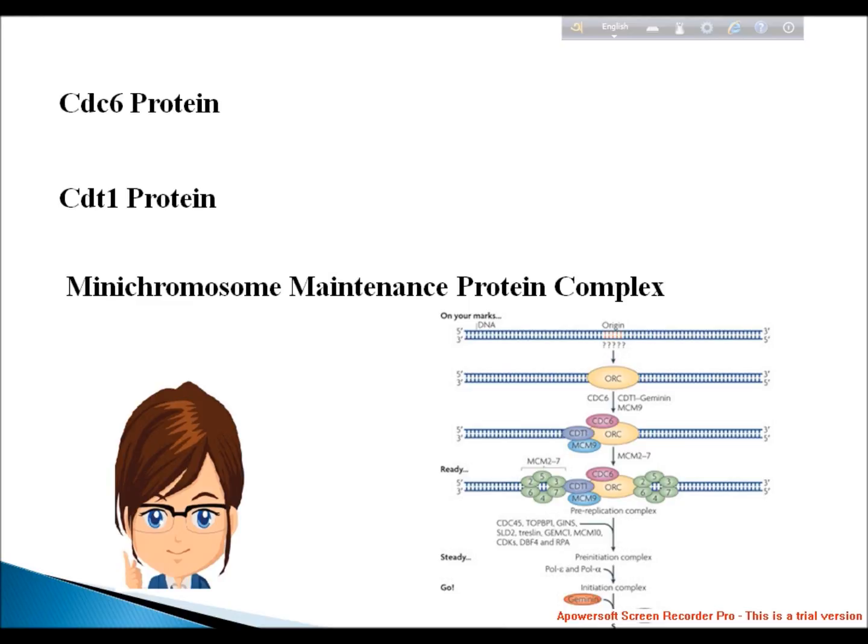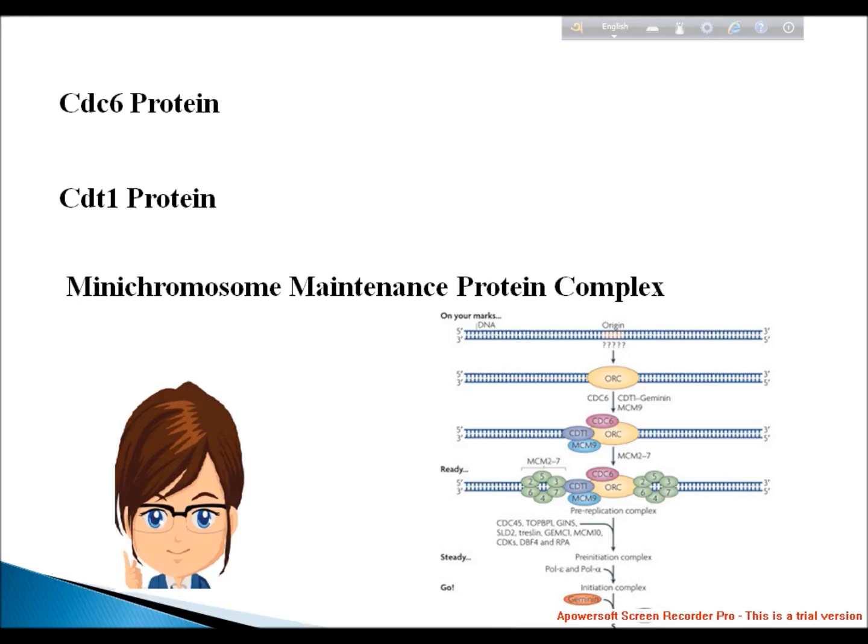Now the CDT1 protein is the fission yeast and Xenopus chromatin licensing and DNA replication factor 1. CDT1 protein is required for the licensing of chromatin for DNA replication. CDT1 is essential for DNA replication and performs its role during the formation of the pre-replicative complex by loading the mini chromosome maintenance proteins onto the chromosome.